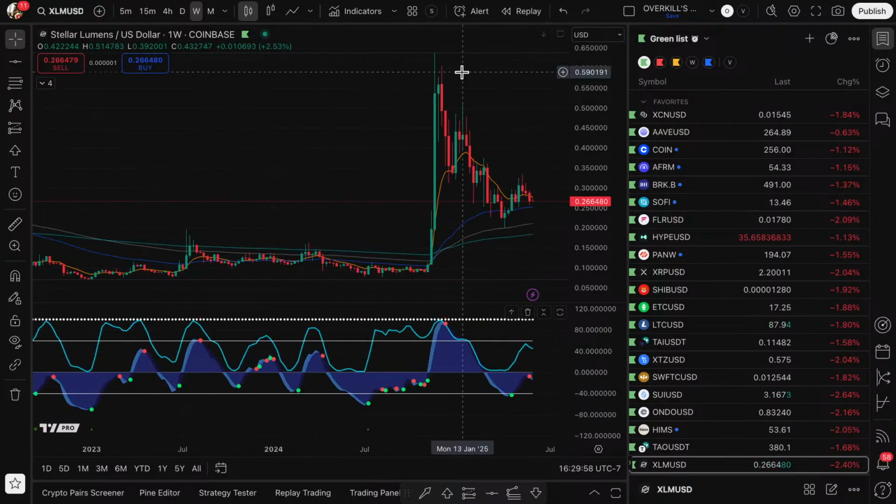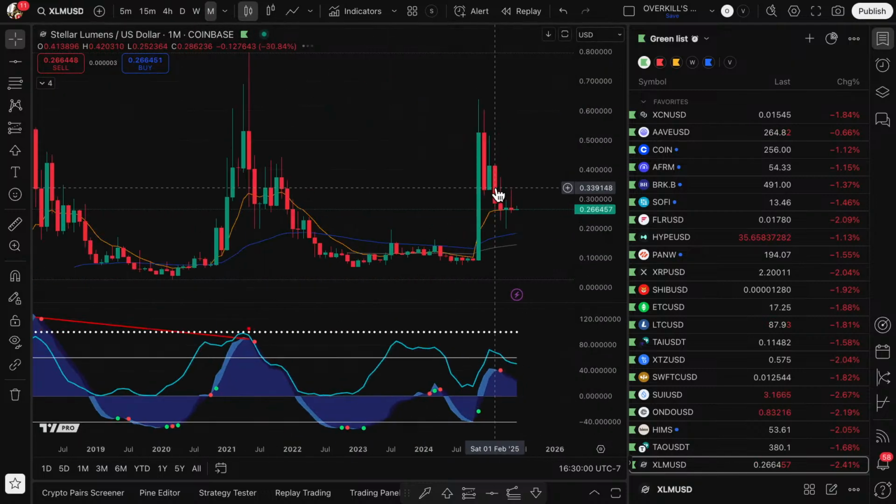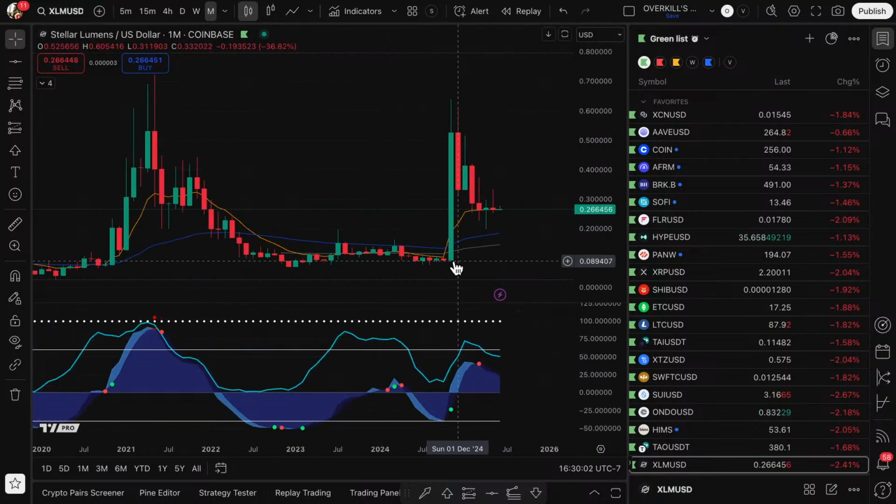XLM. Again, watch for that green weekly. XLM is one we called the monthly out on back here in November at 9 cents. It went all the way up to 64 cents. That was like a 600-700% move. Insane move.